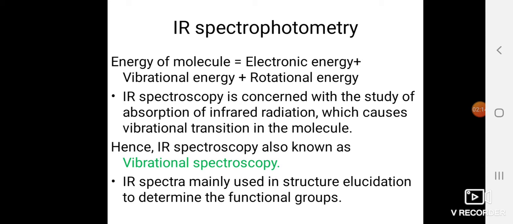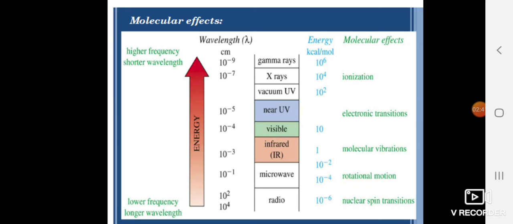levels. So whenever IR radiation is absorbed by the molecules, there will be a transition at the vibrational energy level. Therefore people also call this method vibrational spectroscopy. IR is mainly used for structural elucidation and to determine the functional groups of a molecule.